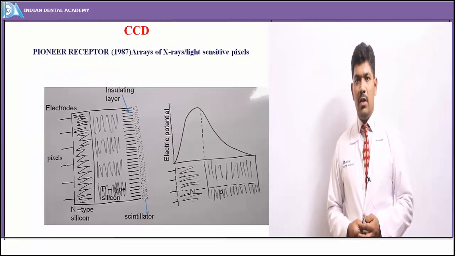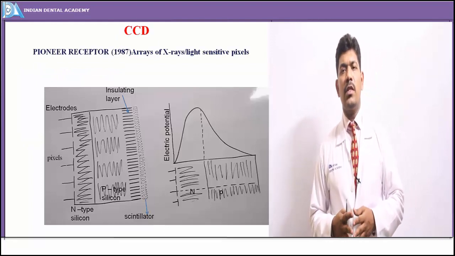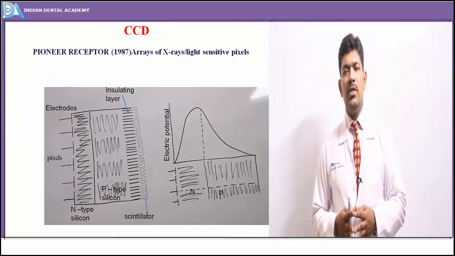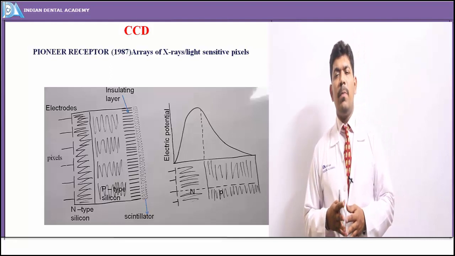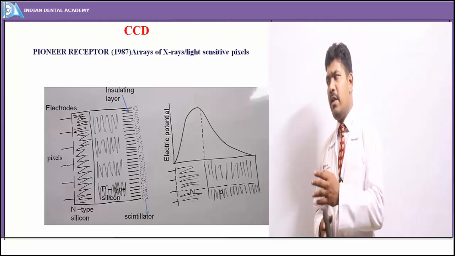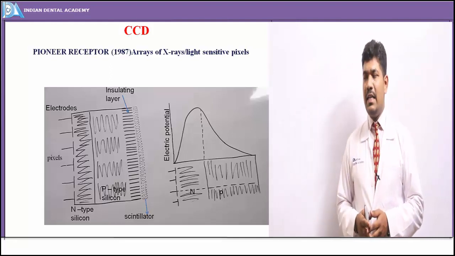So CCDs, as I told you, are the first and foremost kind of direct digital imaging, which was the pioneer, invented right back in 1987.